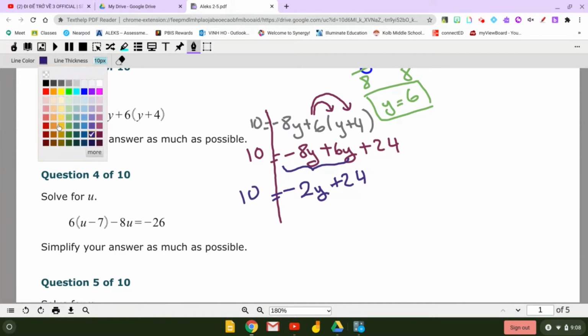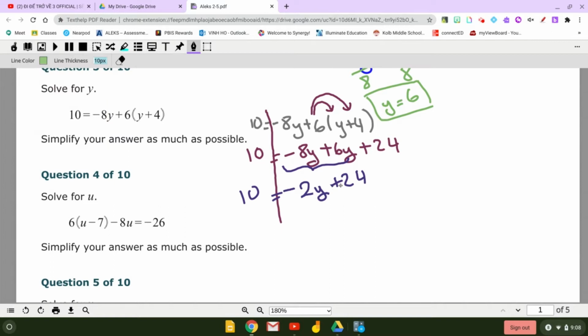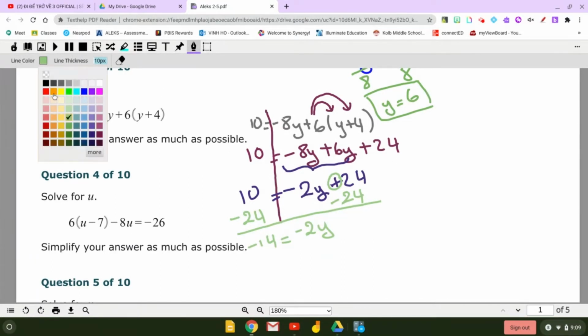What is our next step? Since 24 is the number without a variable and it's positive, we have to do the opposite operation. We're going to subtract 24 on both sides. So 10 minus 24, that's going to give you negative 14. And we bring down the negative 2y. All right. And how do you get the y by itself?